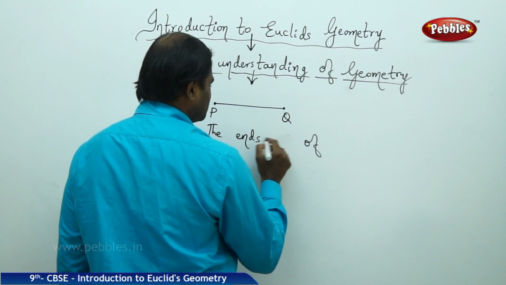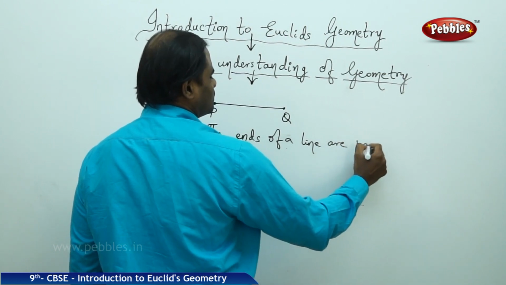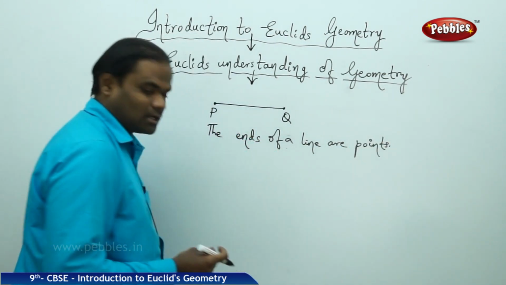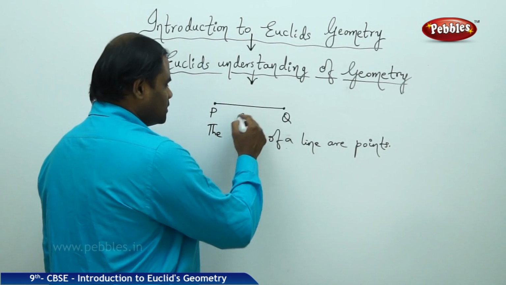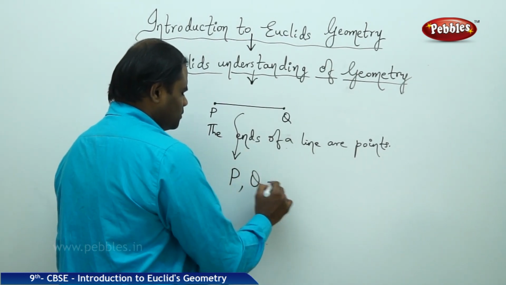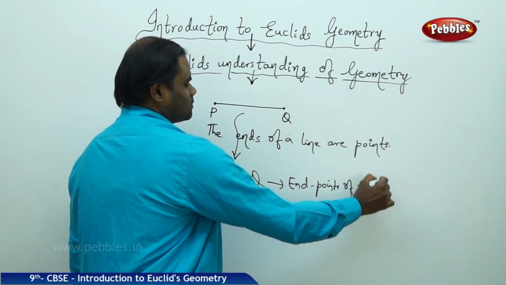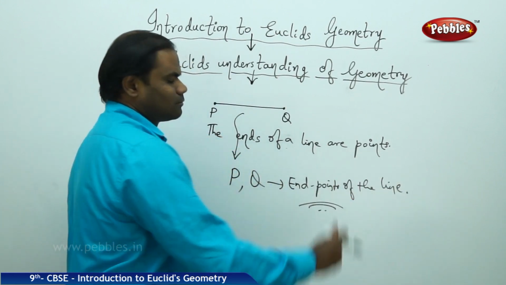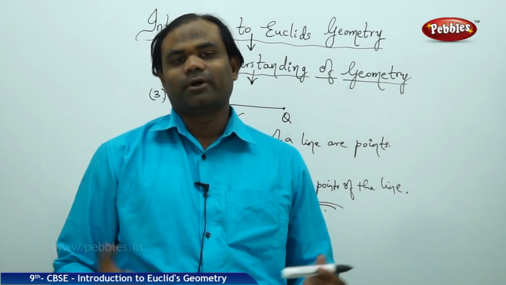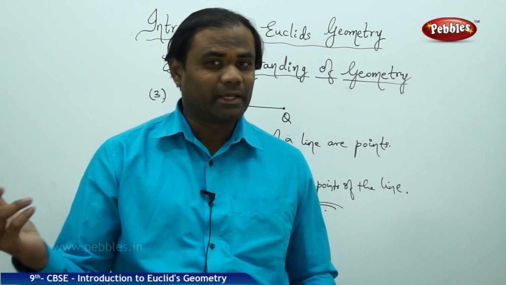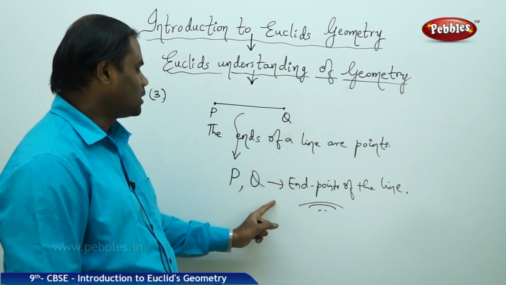the ends of a line are points, is how Euclid has come to the conclusion. The ends of a line are points. In this case, P and Q are the endpoints of the line. Euclid's geometry refers to a line whose endpoints are points, always, for any line taken in the branch of mathematics. A line whose endpoints P and Q are points.